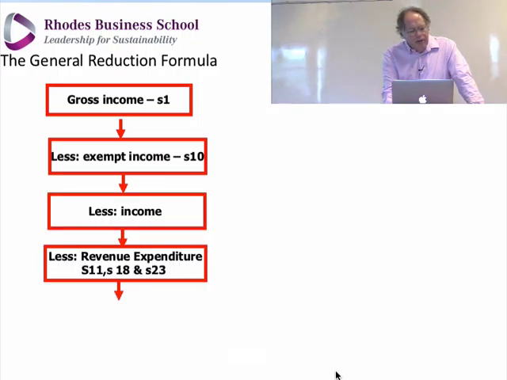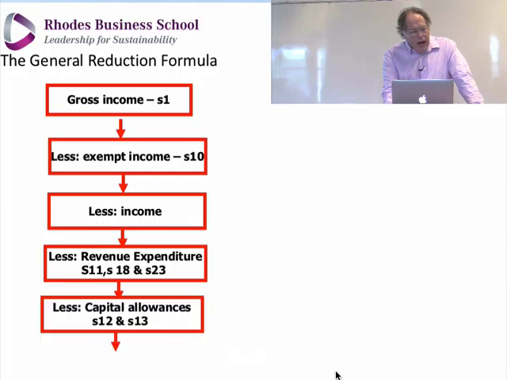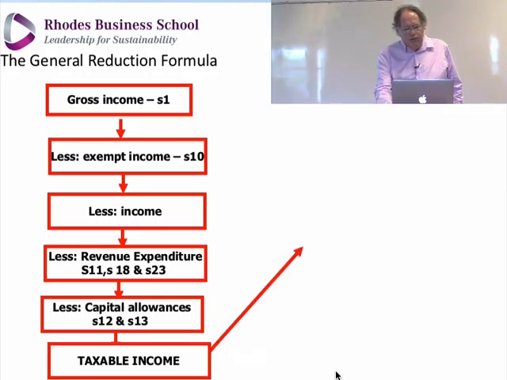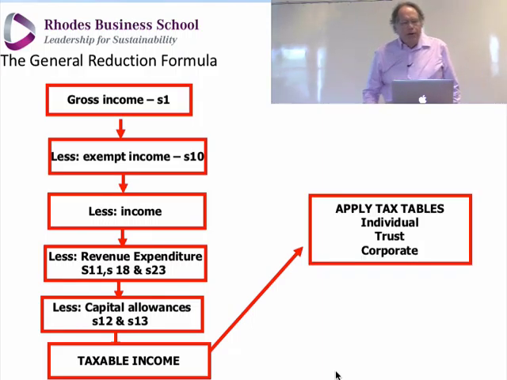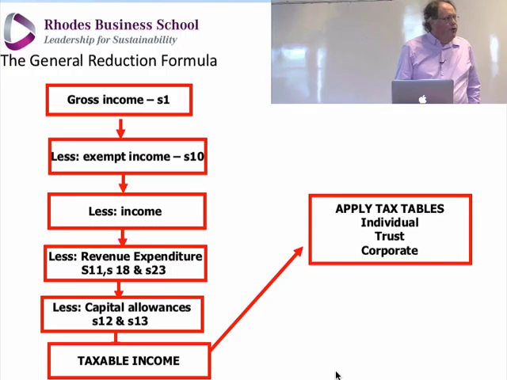That gives you taxable income, and then taxable income is applied to your tax table, depending on whether you are an individual or a company or a trust. But in its most basic form, the general reduction formula is the same for most types of taxpayers. That is an important issue.